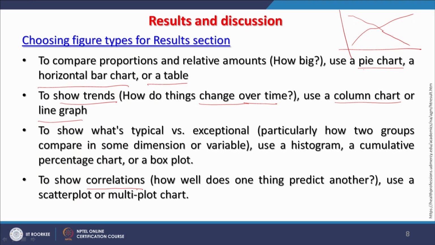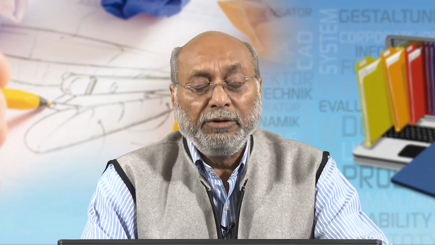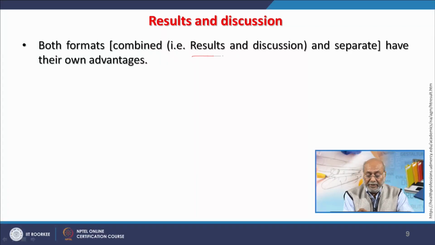Whenever we would like to show correlations, as I have just touched on, a scatter plot or multi-plot chart can be presented. Generally in graphs and figures we can show the correlation between two variables. Sometimes in 3D you can show correlation among 3 variables, but if you go for this, the figure should be very clear when you go for correlation of more than 2 variables.